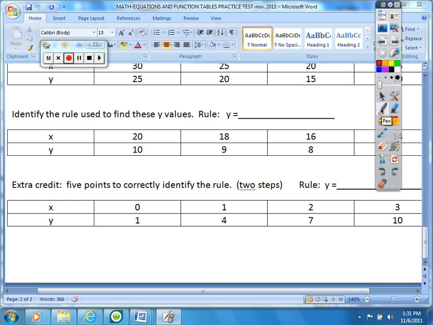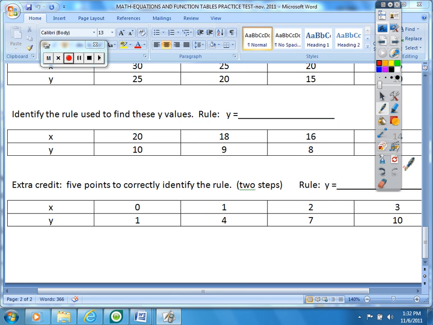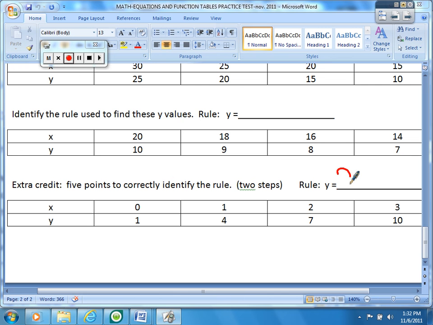Okay, well, let's try 3 times x plus 1. 3 times 0 plus 1 is 1. Well, let's try 3 times 1 plus 1. 3 times 1 is 3. All right, that's a possibility. Let's see if it works here. What's 3 times 2 plus 1? Well, that's 6, and 6 plus 1 is 7. So I found my rule. My rule is y equals, I'm going to double x and add 1 to it.